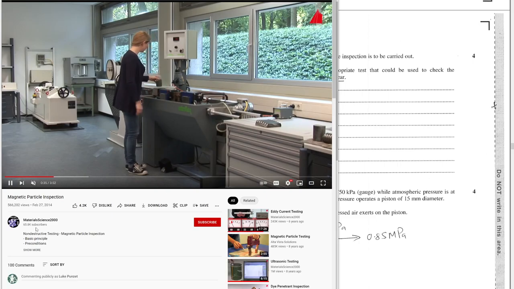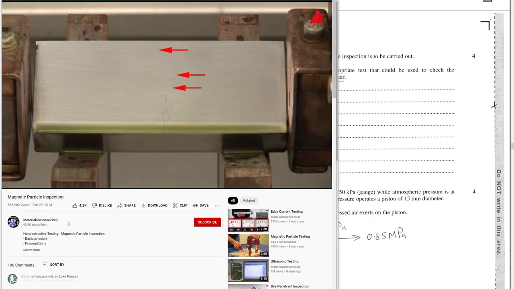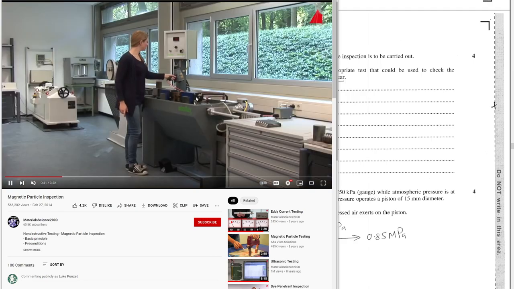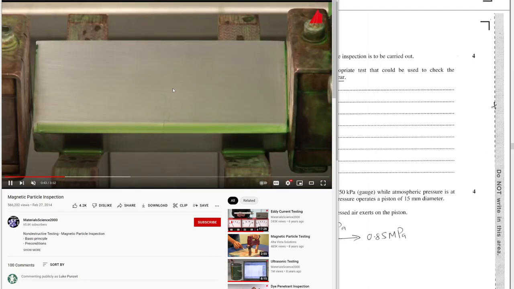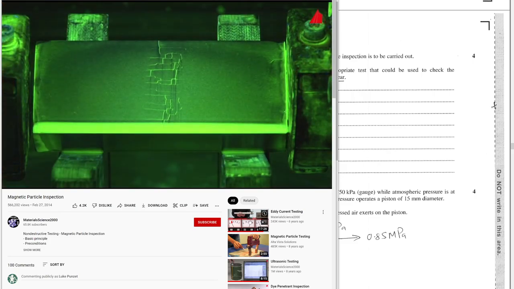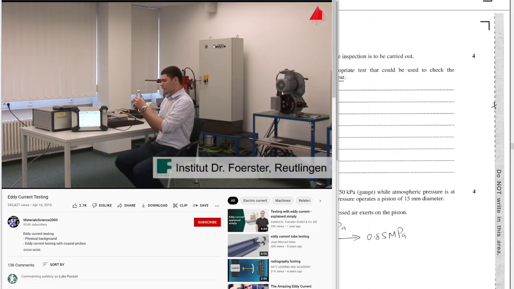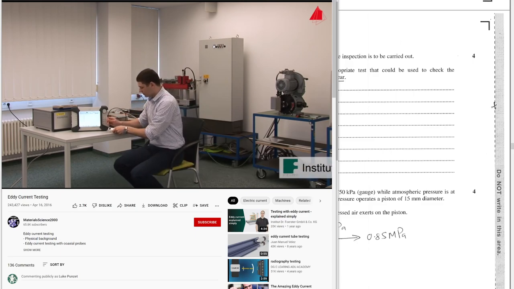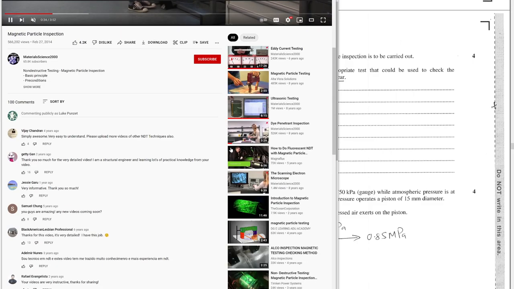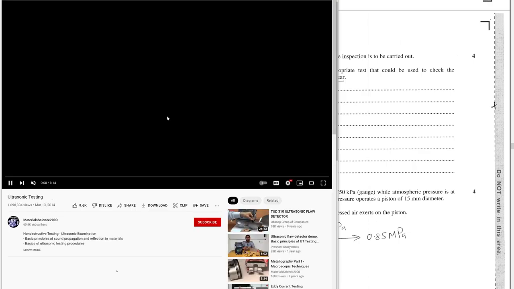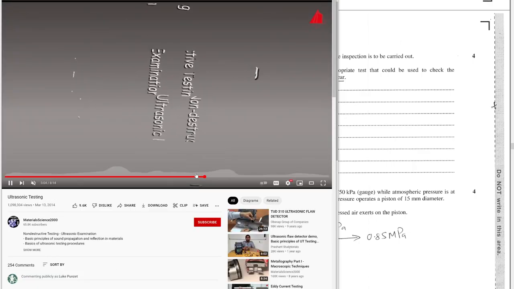So this test, we have the same person from Material Science 2000. We can see that the magnetism causes the iron filings to show up at the crack, and then when we use UV light, boom, you can see it really clearly. They do the same thing with eddy current testing. Different person this time, but same company. And then they have a dye penetration test. Let's go with this one. This one's pretty good. I think they do a really good explanation.